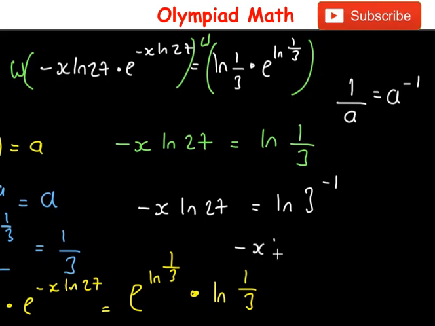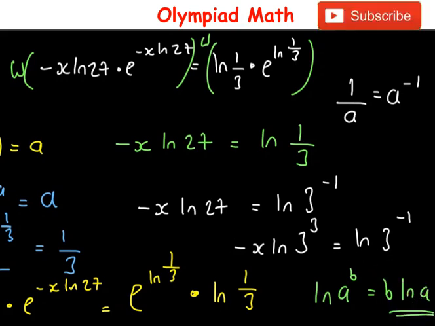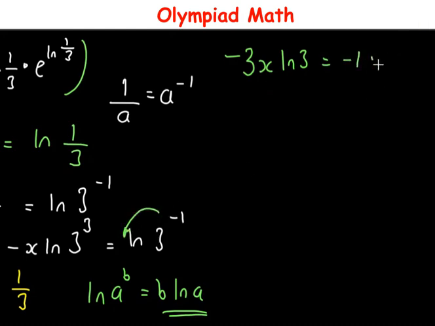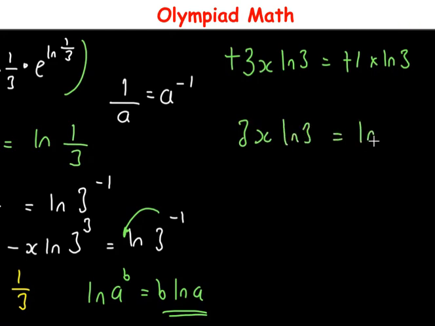Next, 27 can be written as 3 raised to power 3, so minus x ln 3 raised to power 3 equals ln 3 raised to power minus 1. Then making use of this rule, that if you have ln a raised to power b, this equals b times ln a. Applying this rule right here, the power 3 becomes minus 3, then multiplied by x, then times ln 3, and this equals the power minus 1 comes to this side, this becomes minus 1 times ln 3. And with this, minus cancels minus, we have 3x ln 3, and this equals ln 3.